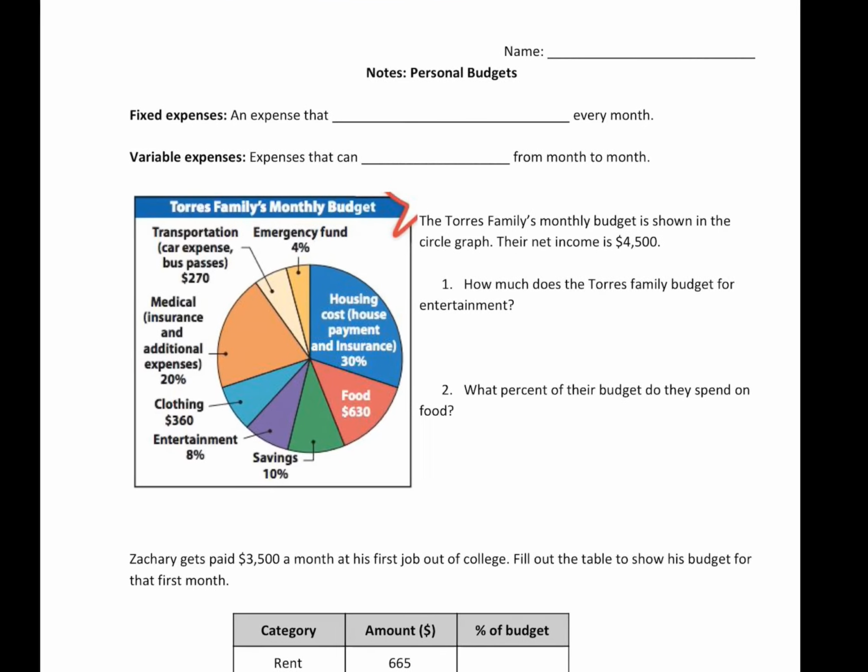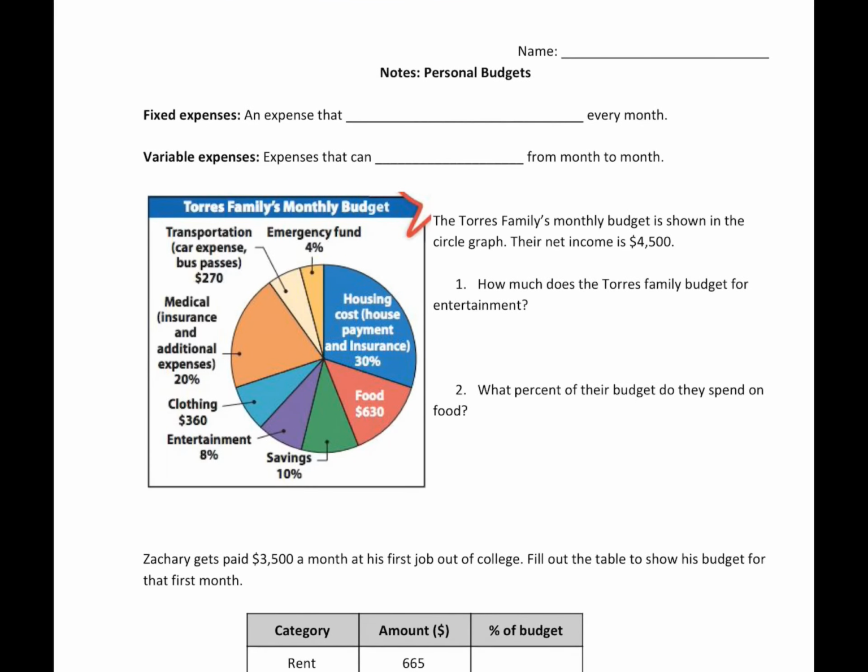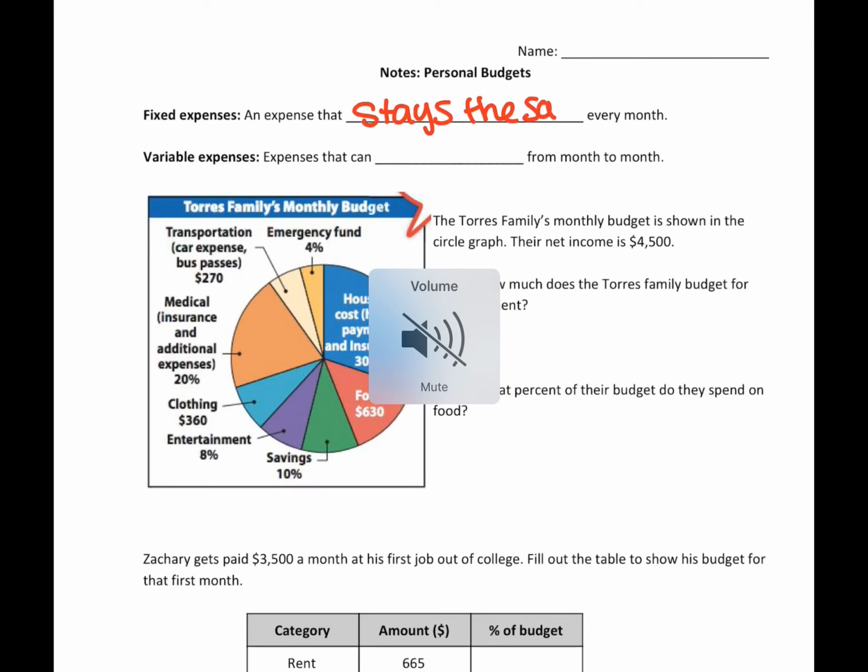Today we're going to take notes on personal budgets. The first vocabulary word we need to know is called fixed expenses. A fixed expense is an expense that stays the same every month.